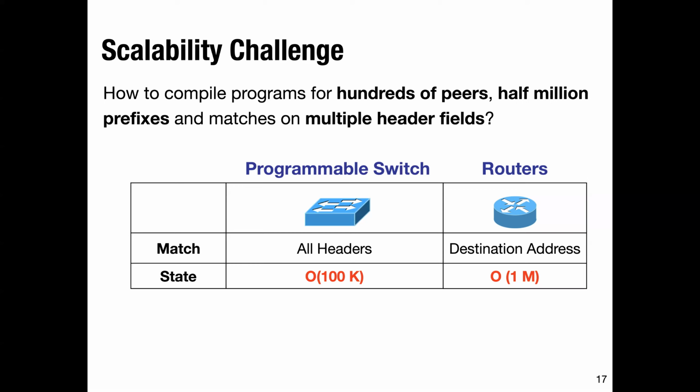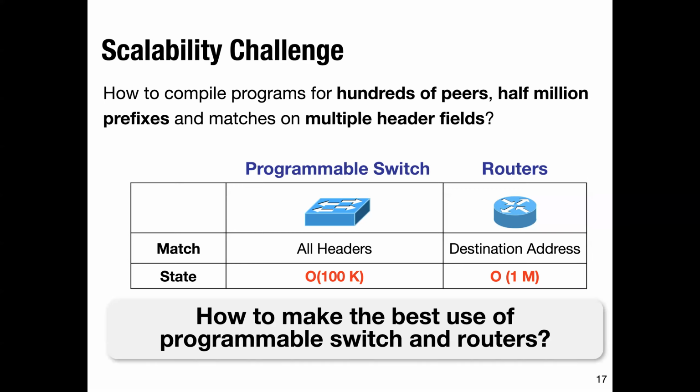So from the SDX perspective, the scalability challenge is how can we make the best use of these two different types of resources that we have. One is a programmable switch, which is very flexible but has limited state. The other is a router, which is less flexible because it only allows you to match on destination IP addresses, but it has relatively more resources, or it can support more entries, right?